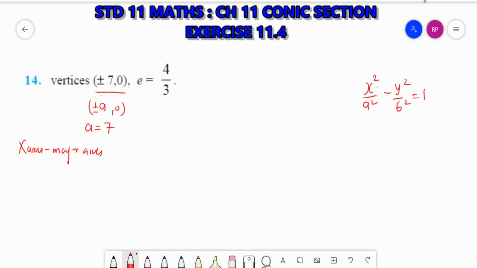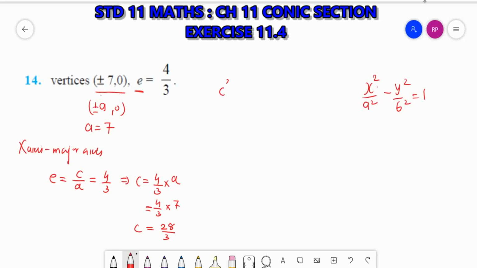I already got a. I need to find out b. Now see the eccentricity e. What was this when the x-axis is the major axis? That is c by a. That is given 4 by 3. So what does this mean? This means c equal to 4 by 3 into a. So what is a? a is 7. So I will get 28 by 3. I got c as 28 by 3.